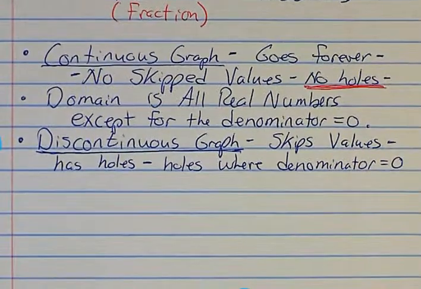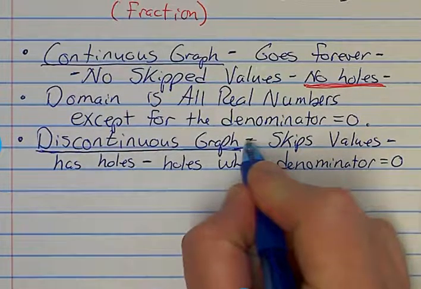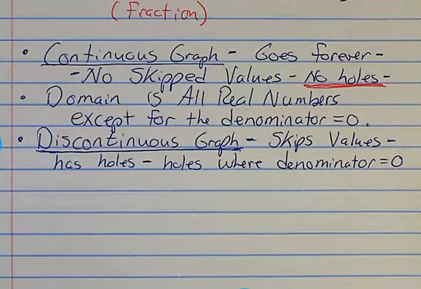So continuous graph goes forever. We don't skip anything at all. There's no holes in it. If it's discontinuous, which means it's not continuous, it means you're going to skip over some numbers. You're going to have some gaps in the graph. And those gaps are what they call holes.